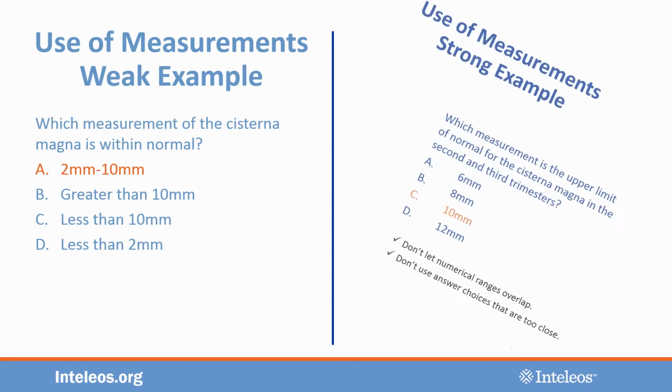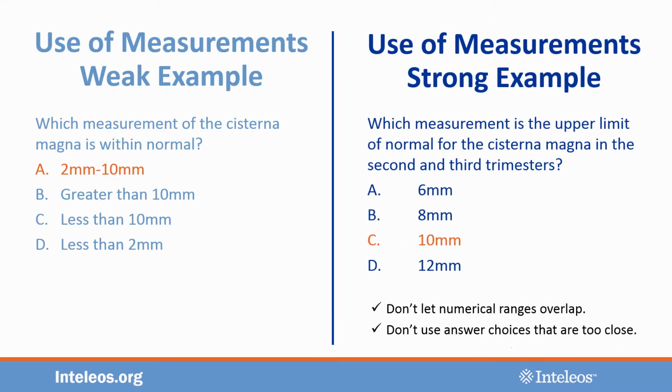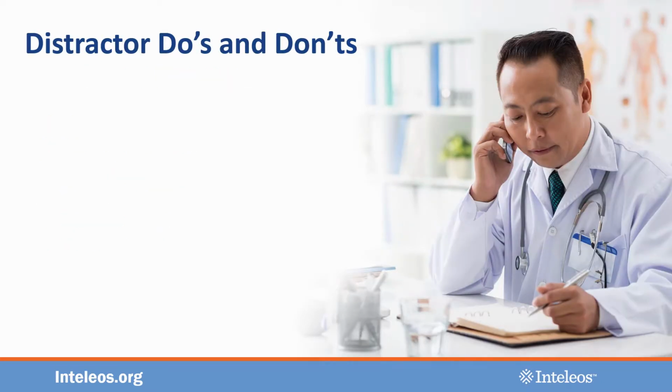We can fix this by asking a more specific question. Which measurement is the upper limit of normal for the cisterna magna in the 2nd and 3rd trimesters? By clarifying what stage of pregnancy and defining the upper limit threshold, you end up with an item that is more precise. Crafting your answer choices requires just as much work as crafting a good stem, if not more.